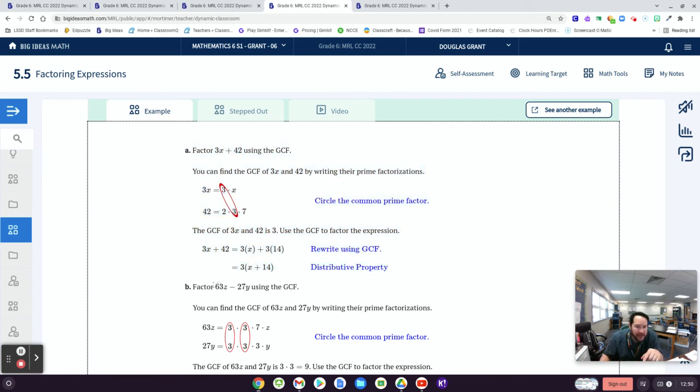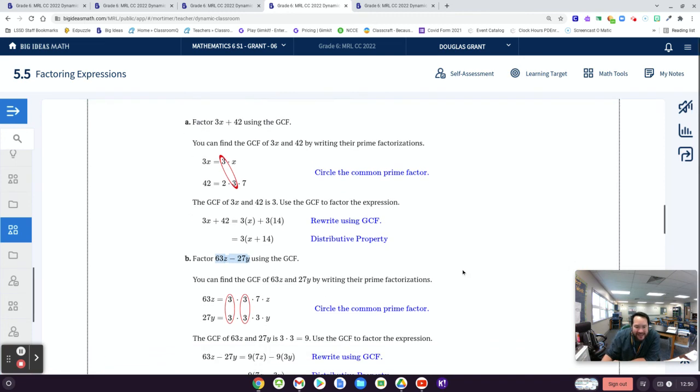Let me highlight this now. So we're going to factor 63z minus 27y, and 9 is going to go outside the parentheses. What's going to be left inside the parentheses? Basically, what's it going to look like when we factor it? All right, let's see how you did.